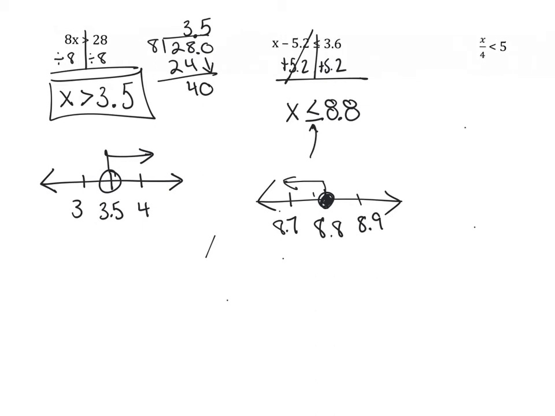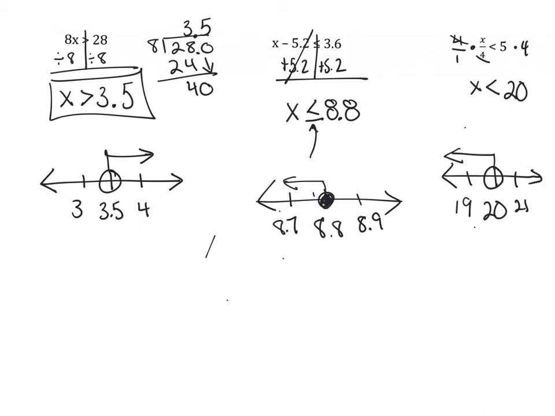Oh, now it looks like these tricky fractions again, but we know it's not a fraction, it's a division problem. So we're going to multiply both sides by 4. These will cancel out and leave you with x is less than, not greater than, 20. And so then we're going to graph this one. So we have 20 in the middle, 21, 19, open circle because it's just less than, and it's going to go to the left.